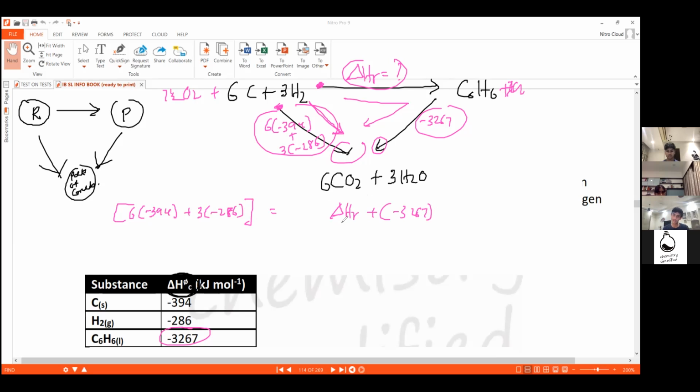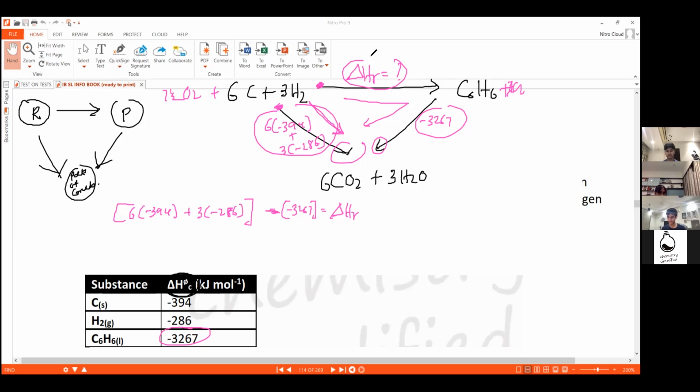Okay, now I need to find out this. Of course, I will send this to the other side. So my equation will be this minus 3267 is equal to the enthalpy change of reaction. Okay, is this okay? Anybody has any issues in this? Do you not understand any part?